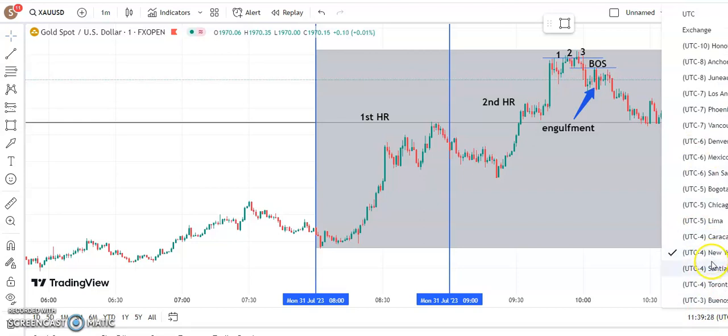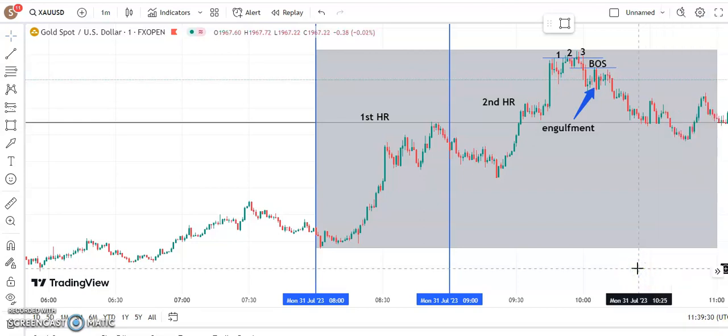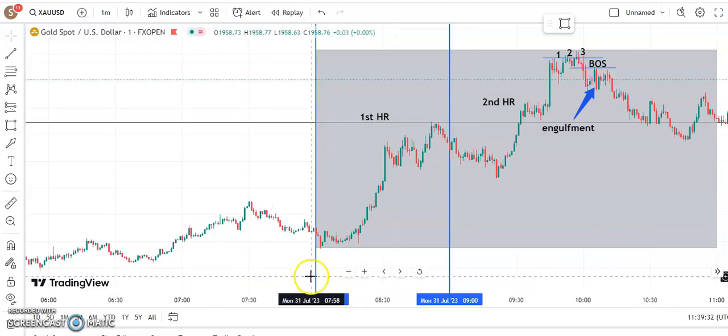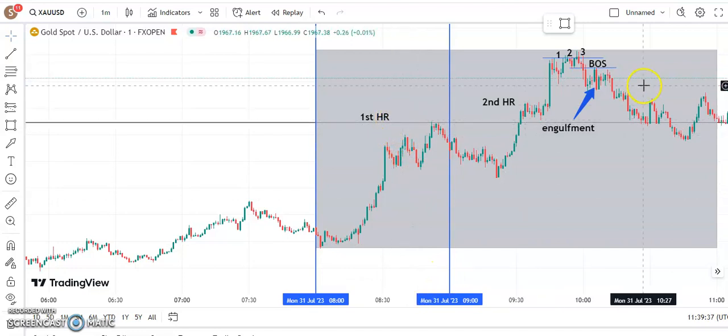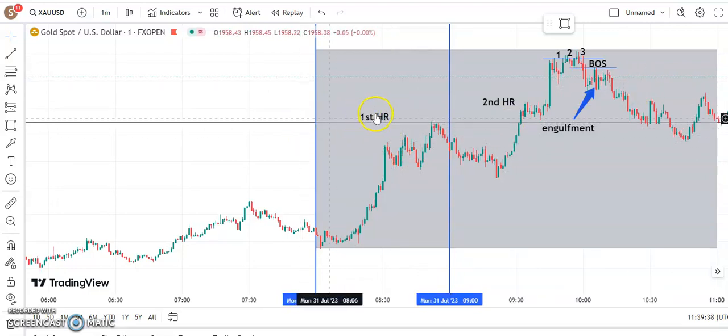So I'm looking at New York time. Between 8 and 9 New York time, I plot the first hour. This black line represents the first hour. This is the high of the week, high of the day, high of the session.